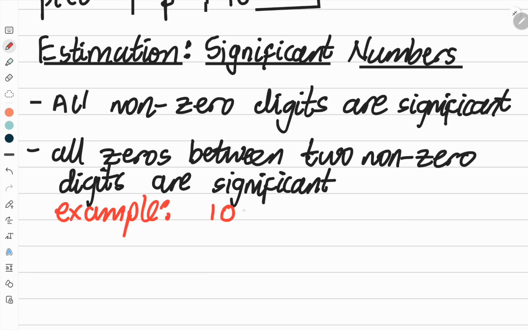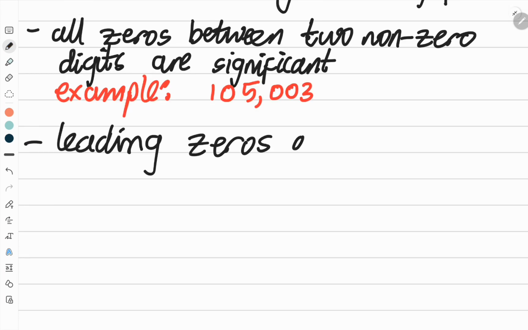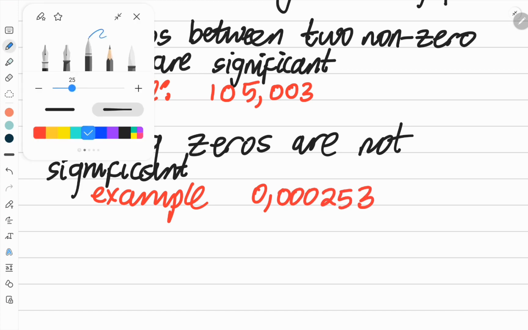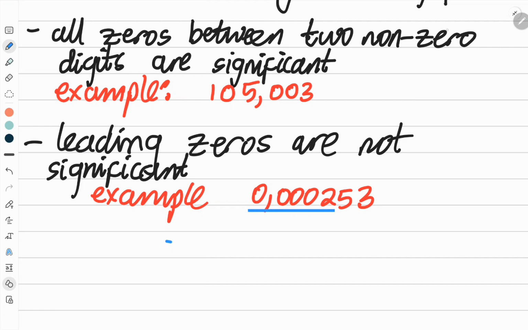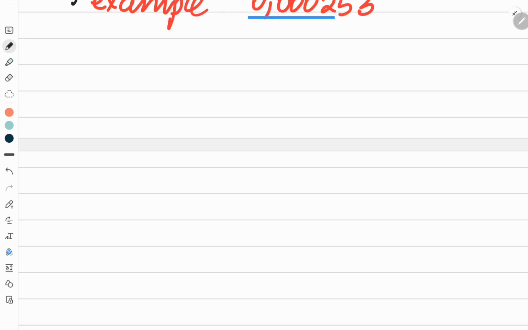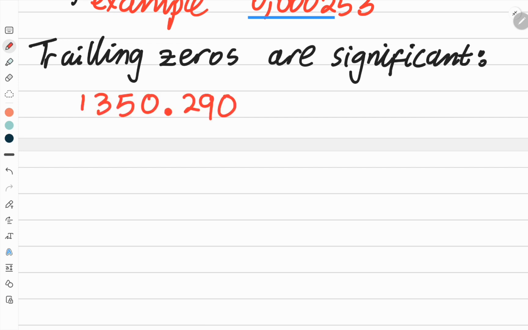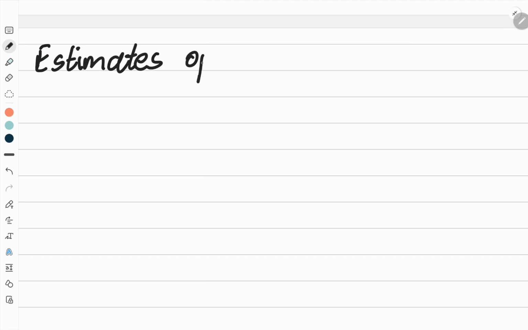If you take a look at this example, we have 105.003. All the zeros there are significant because they exist between two non-zero digits. Then all leading zeros are not significant. Like in this example, the 4 zeros before 253 are not significant. So the only significant digits there are 3 of them: 2, 5, and 3. Then trailing zeros are significant, whether there is a decimal comma or not. Trailing zeros count as significant digits. So in this case, the 0 after the 5 and the 0 after the 9, both of them are significant.